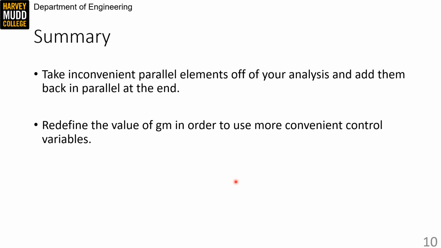So in summary, we learned two tricks in this video to help us extend our small signal patterns. You can take inconvenient parallel elements off of your analysis and then add them back in parallel at the end. You can also redefine the value of GM in order to use more convenient control variables and eliminate nodes in your circuit.